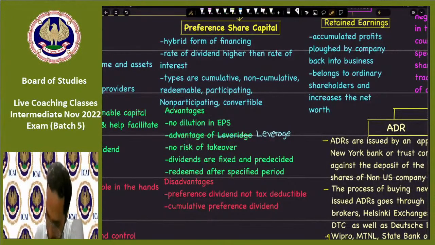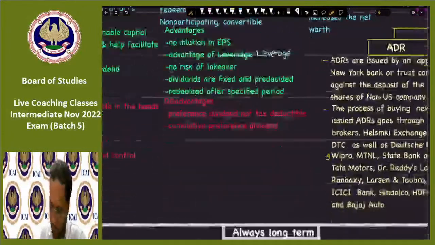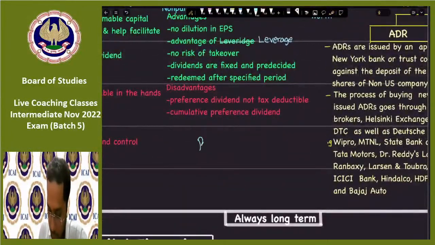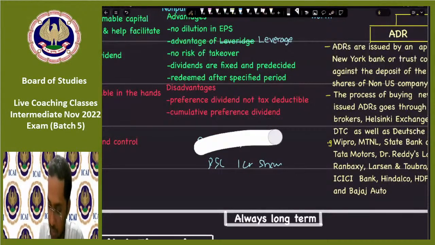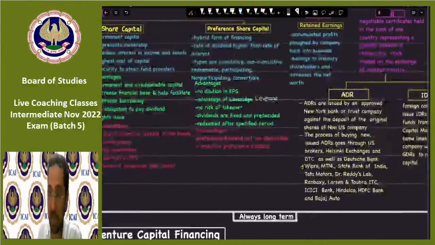Participating preference. Participating preference means you will give a target to your preference shareholders that if your profit is greater than or equal to, let's say, 10 crores, then preference shareholders will get 1 crore share in profit. That is the normal preference dividend, whatever they have been promised will be paid. And if I have super normal, extraordinary profits, the preference shareholders can participate in that excess profit. So they will get extra dividend over and above the normal promised dividend. That's what we call a participating preference.